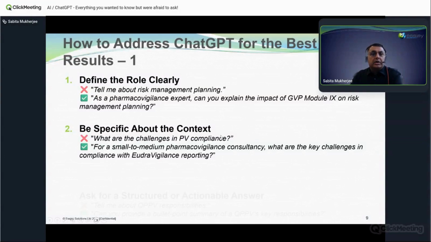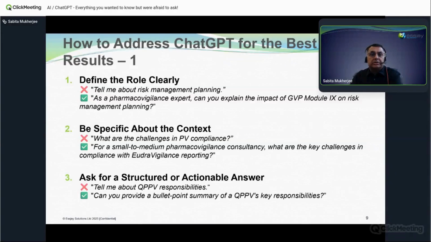Our third tip, ask for a structured or actionable answer. So request a specific format to make the response easier to use. So rather than saying, tell me about QPPV responsibilities, you would ask, can you provide a bullet point summary of a QPPV's responsibilities? You're telling it to be specific in how you want the response provided back to you.